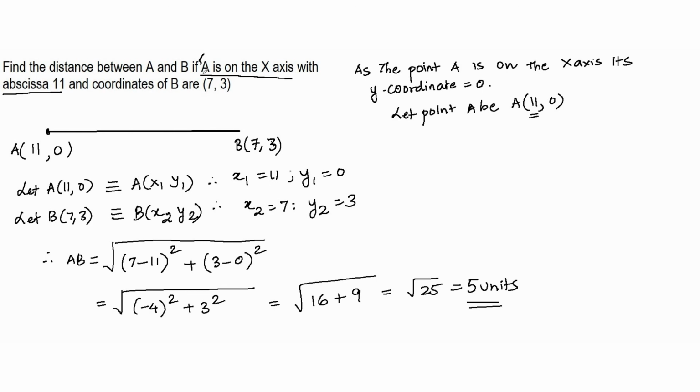The key to this problem was to identify that because A is on the x-axis, it meant that its y-coordinate is 0 and abscissa refers to its x-coordinate. So this is how I can solve this particular problem, and let me now pause for a minute and we end our today's session here. I hope that you understood the concept of distance formula and how to find distances between any two given points. So pausing for a minute and ending today's session here.